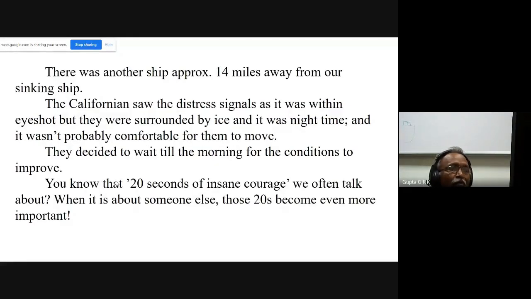There was another ship approximately 14 miles away from our sinking ship, the Californian. They saw the distress signal as it was within eyeshot, but they were surrounded by ice and it was nighttime. It probably wasn't comfortable for them to move. They decided to wait till the morning for the conditions to improve. You know, that 20 seconds of insane courage we often talk about, when it is about someone else, those 20 seconds become even more important. So these people also didn't have the courage to go because, again, there is risk in moving.